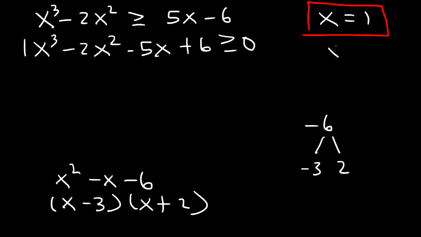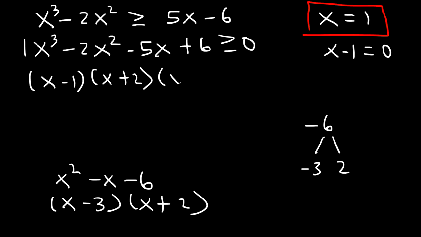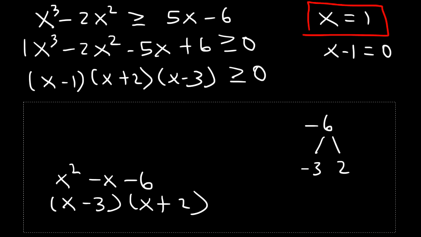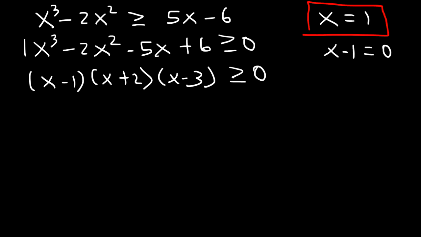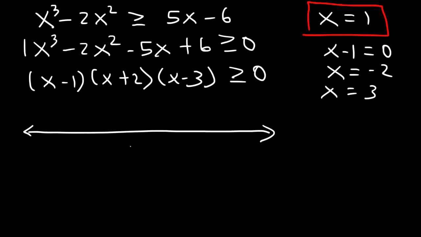And x equals 1 is related to this factor. So to completely factor this expression, it's going to be x minus 1 times x plus 2 times x minus 3. So the other points of interest are negative 2 and 3. So x equals negative 2 and positive 3. Now let's make a number line. So the lowest x value that we have is negative 2. And then we have 1 and then 3.